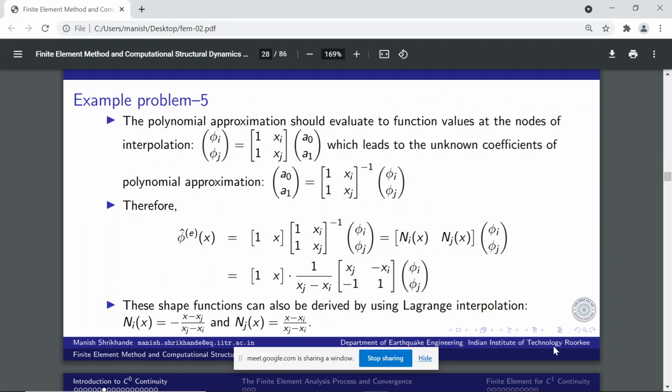Shape functions can also be derived by using Lagrange interpolation. So Ni is given as negative of x minus xj divided by xj minus xi, and Nj is equal to x minus xi divided by xj minus xi. So just to emphasize, we can derive these interpolation functions from first principles, but you will realize that these can also be derived straight away by using Lagrange interpolation or other interpolation methods.